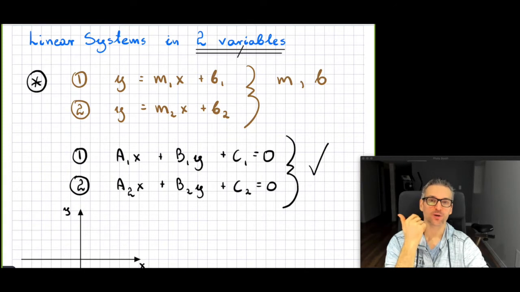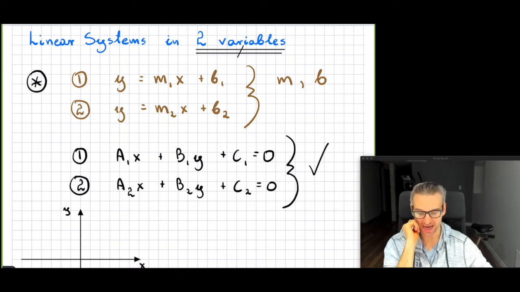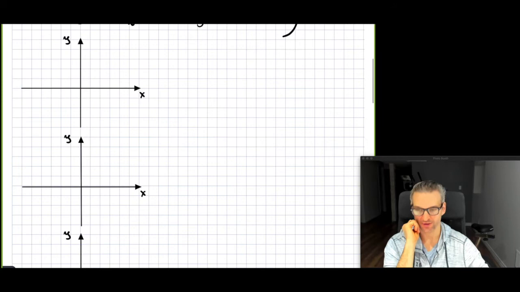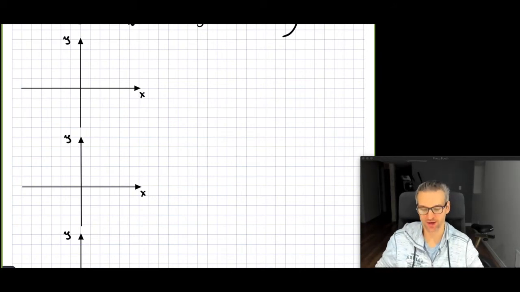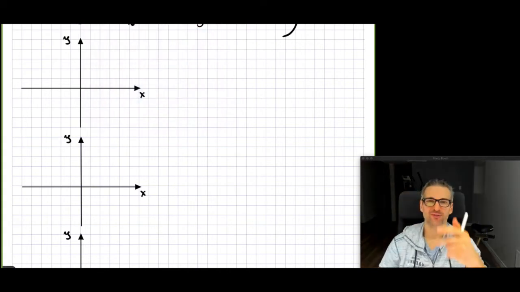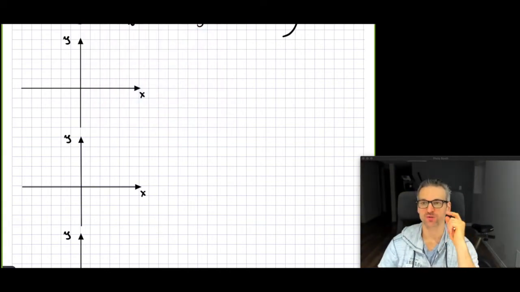So what are we going to do in this video? We're going to take two lines and ask ourselves what can happen when you have two lines. I've put a few graphs in here, and I'm going to show you that basically three things can happen when you have two lines in two dimensions.